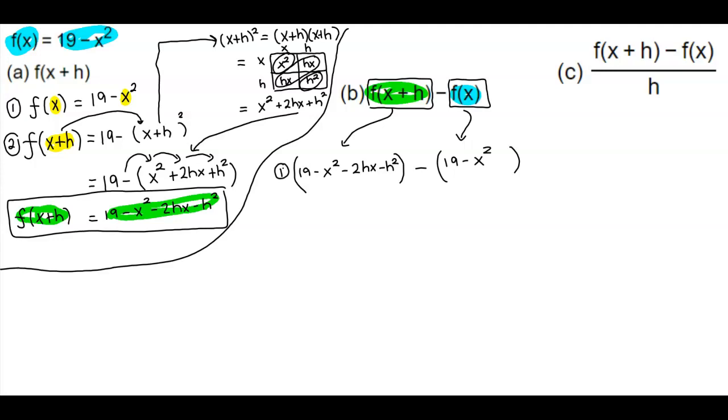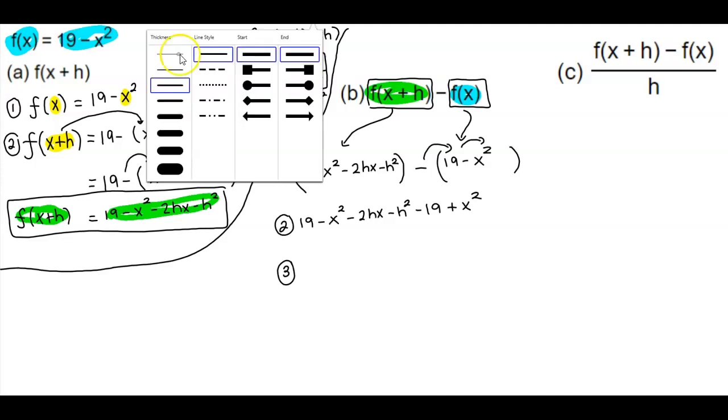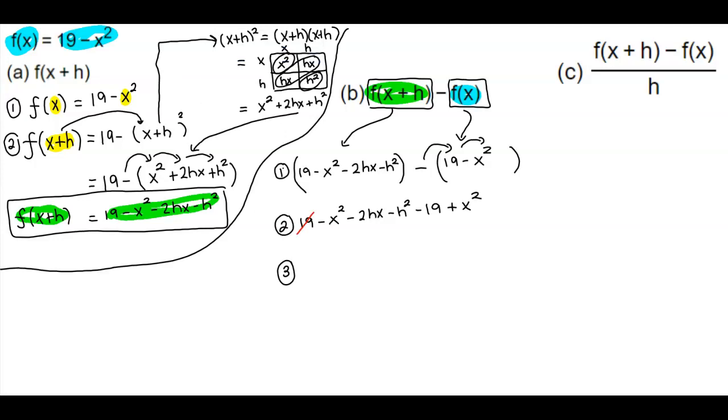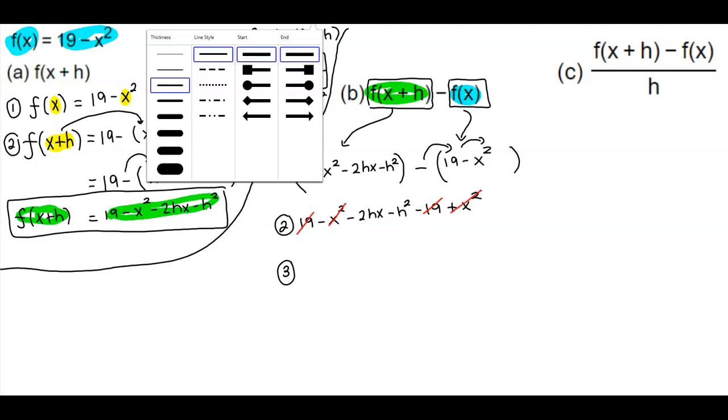So that's the first step. Now the second step is we need to then distribute this sign and then combine like terms. So we're going to bring down what's on the left side, which is 19 minus x squared minus 2hx minus h squared. When we distribute that sign, we get negative 19, and that's plus x squared. So now what we need to do is combine like terms. So we got to find anything that we can combine. Well, we have plus 19 and minus 19, which gives us 0. And we have negative x squared and plus x squared, which also gives us 0.